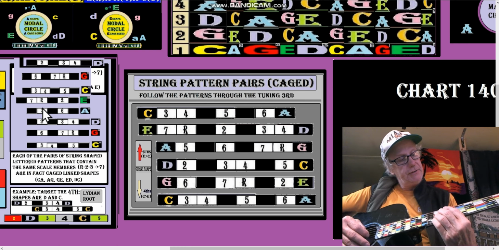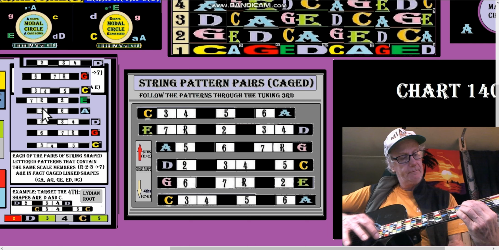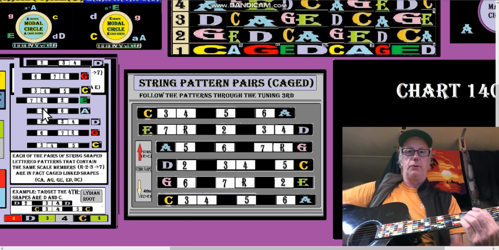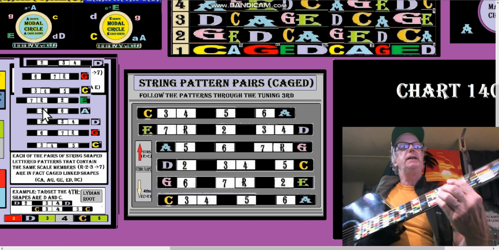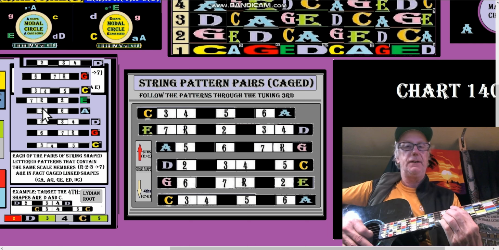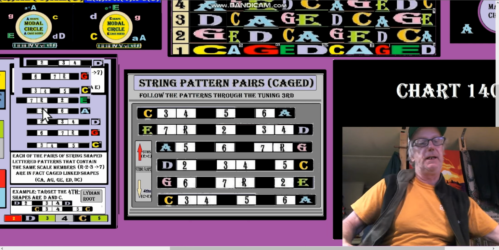And that's just an A-shaped C. And if you go, that is an A-shaped A. That is your A in the key of A. This is your A-shaped C in the key of C. So that's how we put that together.